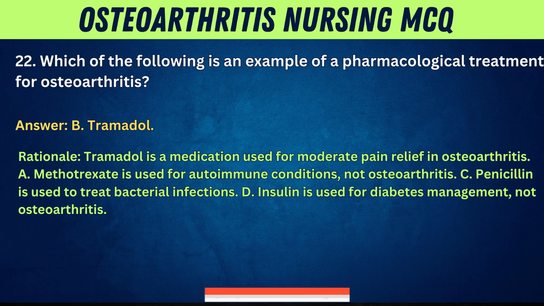A. Methotrexate is used for autoimmune conditions, not osteoarthritis. C. Penicillin is used to treat bacterial infections. D. Insulin is used for diabetes management, not osteoarthritis.